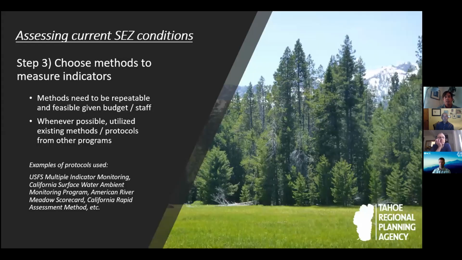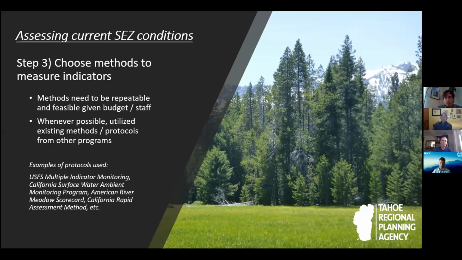Okay, so then the third step is you've got the indicators. Now you have to actually choose methods to measure those indicators. So a few things about the methods. The first thing is they need to be repeatable and feasible given budget and staff constraints. You can have the best, most scientific monitoring plan in the world, but if you can't actually implement that with your given budget and staff, then it's not going to work. So we really had to be careful about making something that was doable on a basin-wide scale.